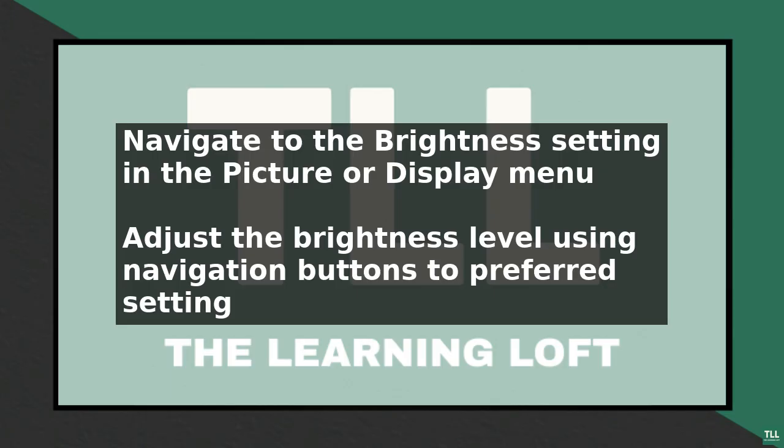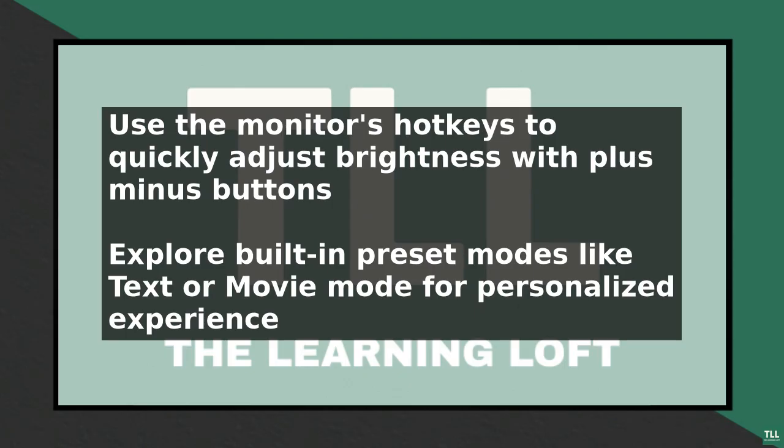For a more personalized experience, consider using the AOC monitor's built-in preset modes, such as text, movie, or game mode, which can automatically adjust the brightness and other picture settings to suit your needs. It is also a good idea to adjust the room lighting to minimize glare and reflections on the screen, which can help reduce eye strain and improve overall visibility.